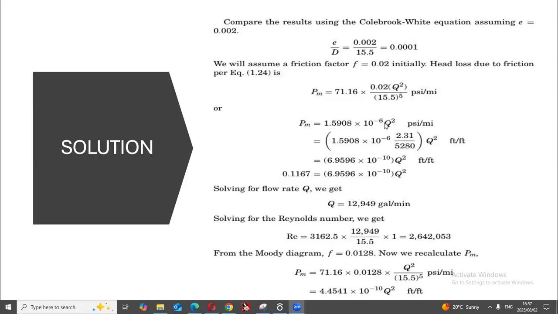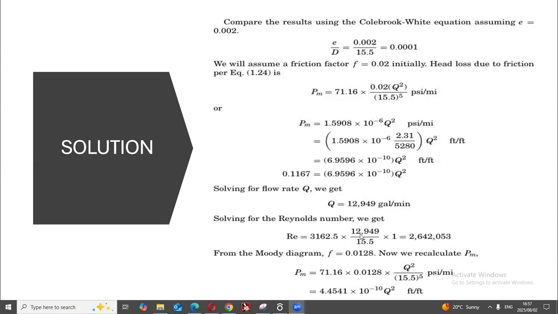Head loss due to friction, we calculate. If you simplify, because we don't know the Q, we have assumed this loss by using this calculation, right? Friction loss. Then you calculate your Q, and it gets to be almost 13,000 gallons per minute.